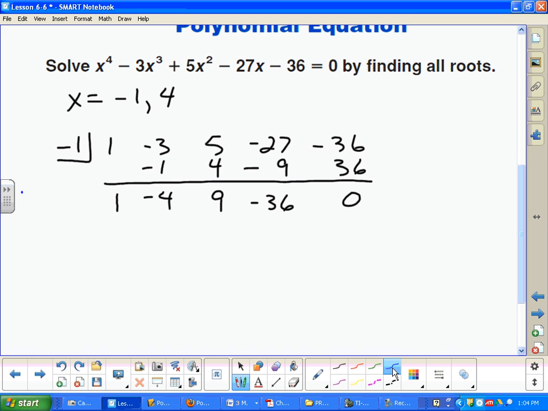Now, I'm going to use 4, and I'm going to use it with the numbers I just got. Because I've taken this quartic and reduced it to a cubic, and now I want to reduce it to a quadratic where I can use the quadratic formula. So I've got to use the other zero now.